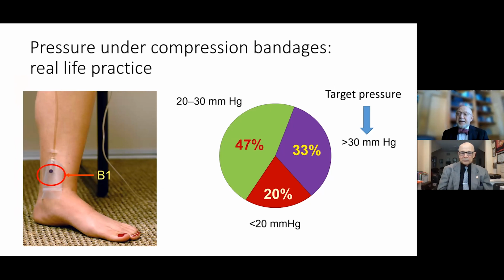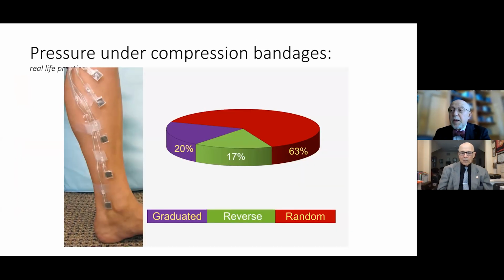In this study, wound care nurses with more than 5 years experience applied correct bandage pressure in only 30% of the patients, one third. And in the majority of patients, they received not graduated compression and not even anti-graduated compression, pardon, but totally random pressure along the leg.